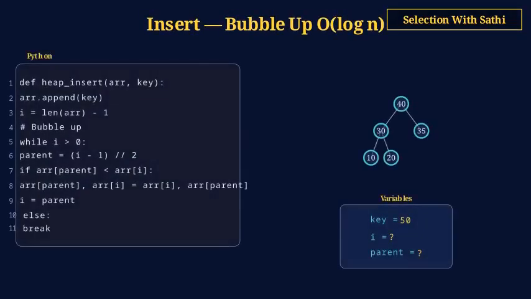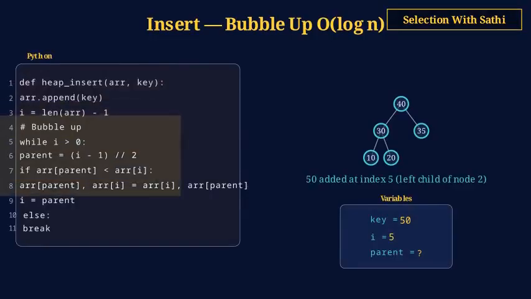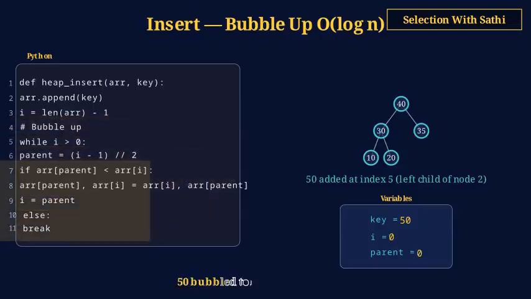Inserting a new key into the heap uses sift-up or bubble up. Look at line 2, we append the new key at the end of the array. Line 3, the new element starts at the last index. Lines 5 through 9, we compare with the parent.